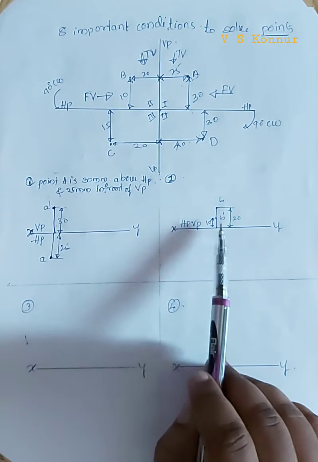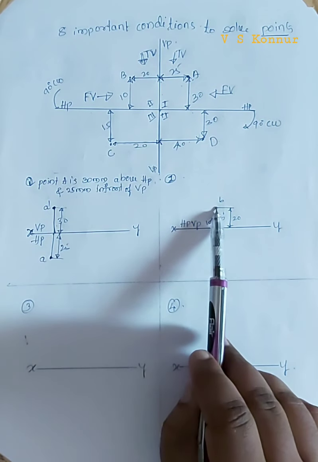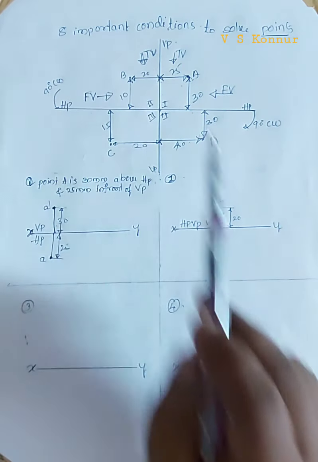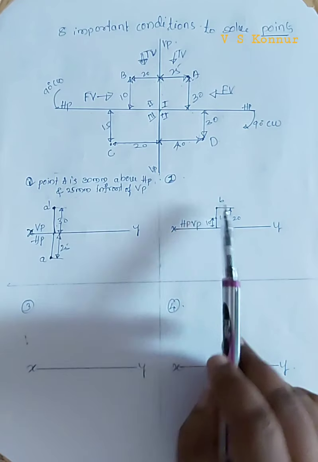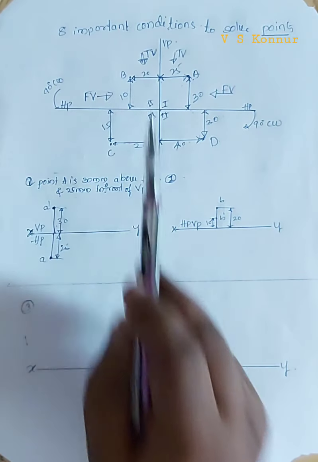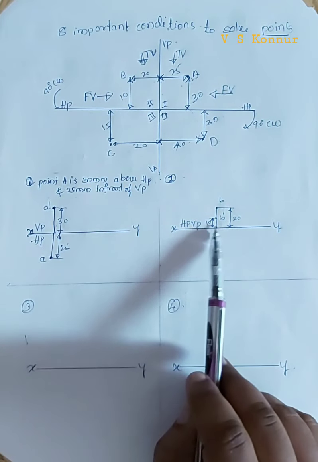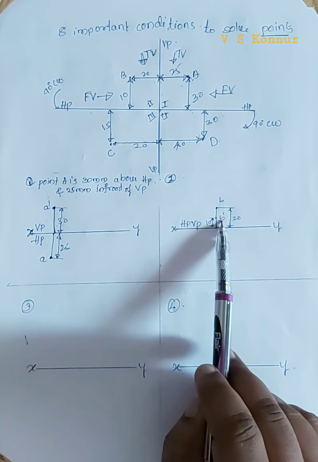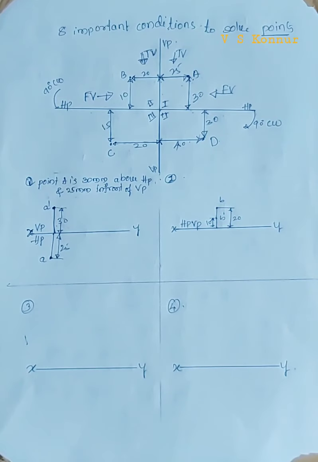HP is above the XY line. So take 20 mm from here to here. So the name is B, and because this is the top view, it is indicated by a small letter. From the front, 10 mm will be projecting on VP. VP is also above the XY line. So 10 mm from the XY line, and it is indicated by B dash because it is the front view.